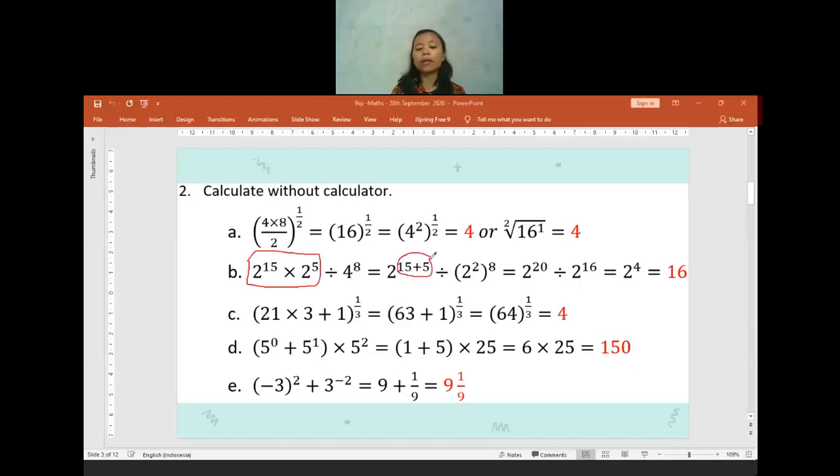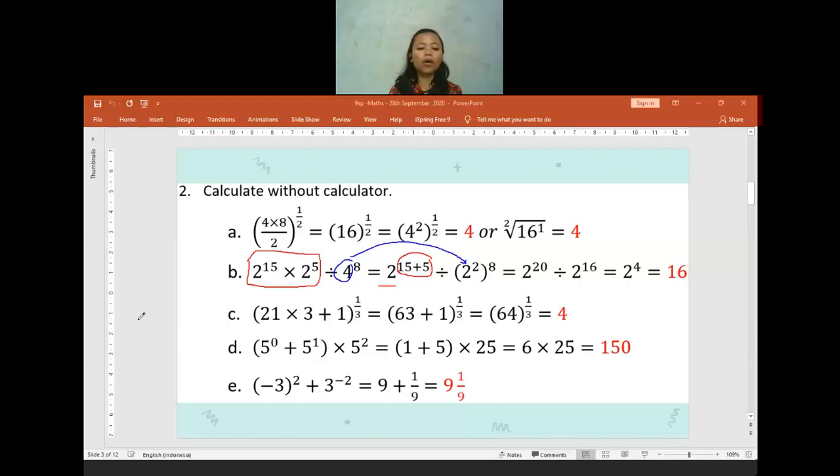After that, you see that the base is the number 2. For the third number, the base is 4. It is different from the others, that's why we need to change it into base 2 also. 4 we can change into 2 to the power of 2. So 4 to the power of 8 becomes 2 to the power of 2, to the power of 8. After that, we can simplify them.